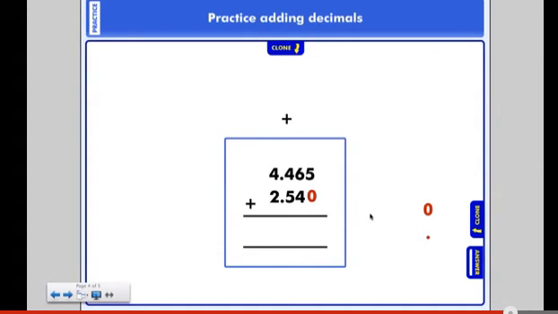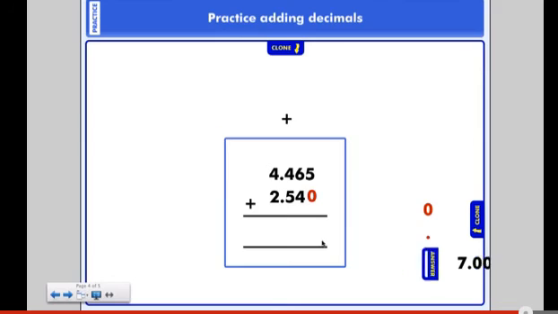Now it's time to solve. Okay, so hopefully you started with 5 plus 0, added these up. 5 plus 0 is 5, 6 plus 4 is 10, you need to regroup. 1 plus 4 plus 5 is 10 again, you need to regroup. 1 plus 4 plus 2 is 7.